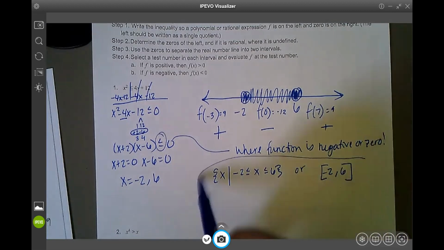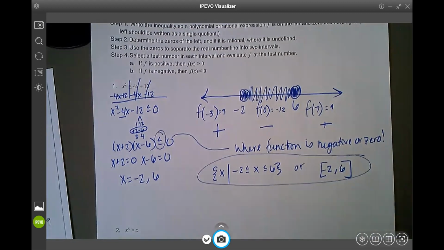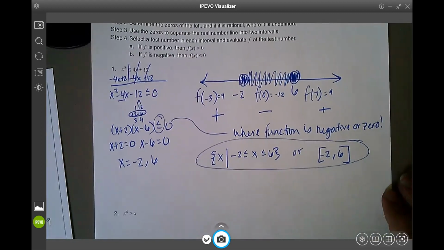You don't have to do both of these, just one of them is fine. Questions on that?